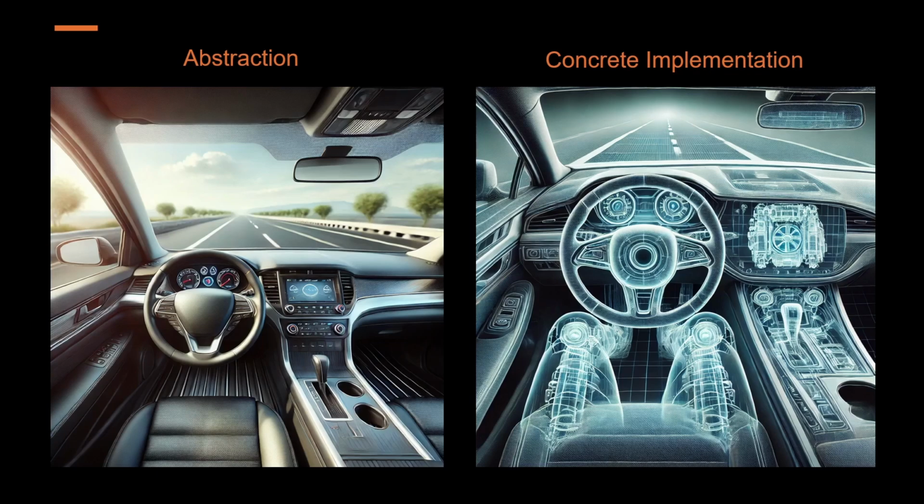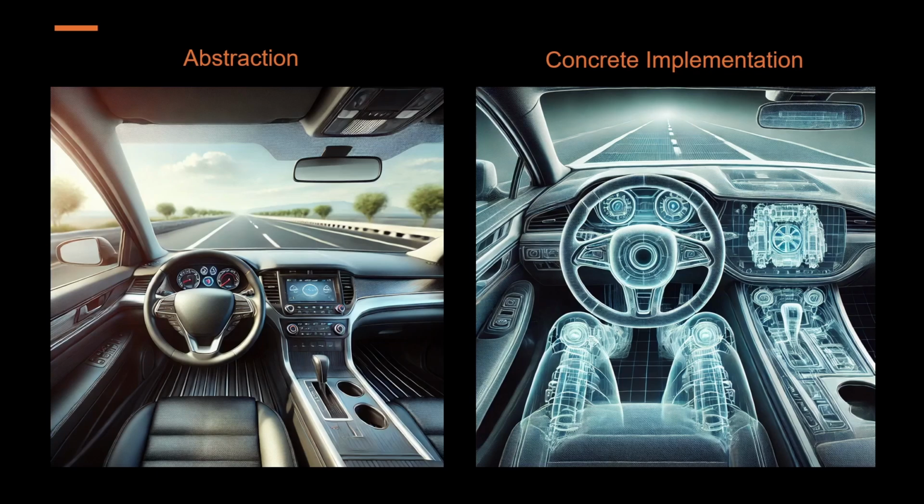Now, on the right side, we have the same view, but this time it's like we have activated X-ray vision. You can see the engine, transmission system, moving mechanical parts, and electronics that actually make the car work. This is called concrete implementation, the real messy, complex world under the hood. And this right here is the essence of abstraction in programming. Abstraction is about exposing only what is necessary, the controls the user needs, while hiding the underlying complexity.